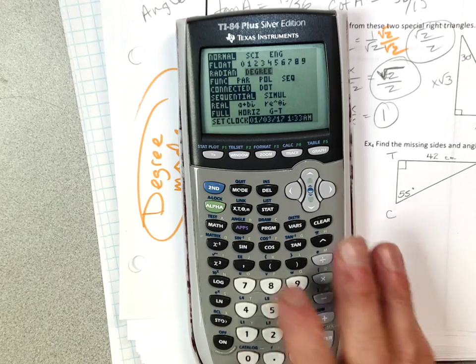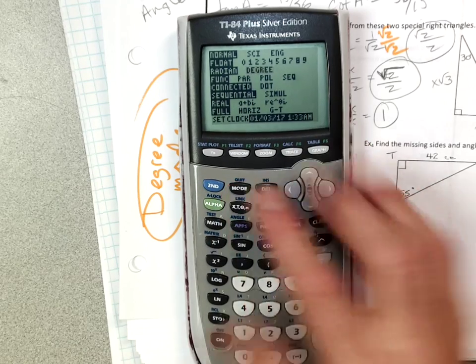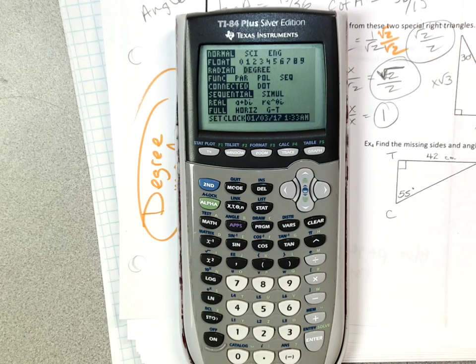Now, how do we get there? Hit mode. See the mode button right there? Push mode. Okay, got it. And then make sure you go down. Blinking on degree, highlight it, enter, and it should be highlighted on degree. Everybody good there? Grace, one more time. I hit the mode button right there. Push the mode. Go down to degree and push enter.